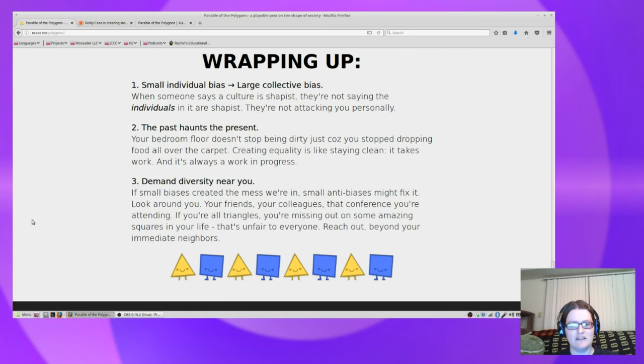Demand diversity near you. If small biases created the mess we're in, small anti-biases might fix it. Look around you. Your friends, your colleagues, that conference you're attending. If you're all triangles, you're missing out on some amazing squares in your life. That's unfair to everyone. Reach out beyond your immediate neighbors.